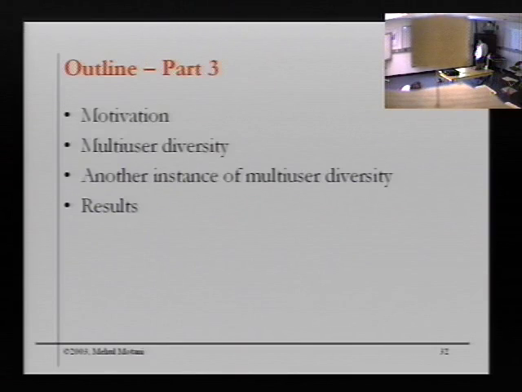Okay, so the outline for part 3 is we'll look at the motivation for the problem. We'll look, maybe quickly, at existing forms of multi-user diversity. Then I want to point out another instance, and this instance shows up when you consider the different layers. So this is another instance of multi-user diversity, and we'll look at some results.